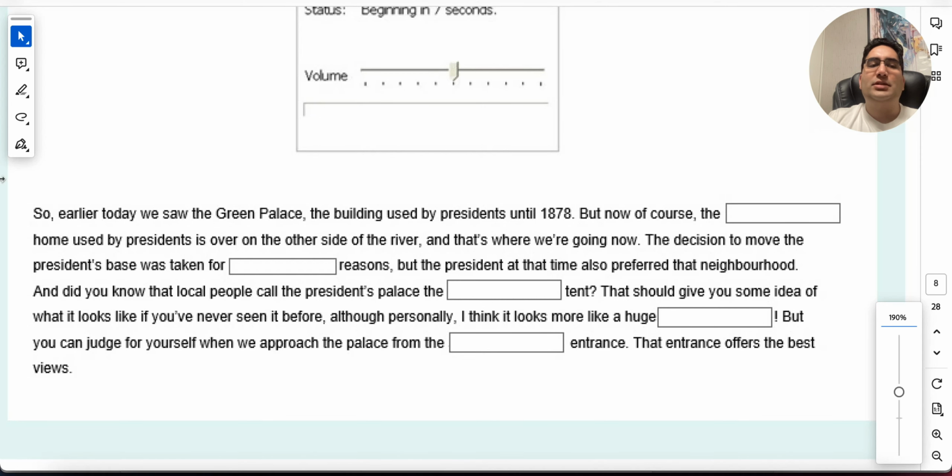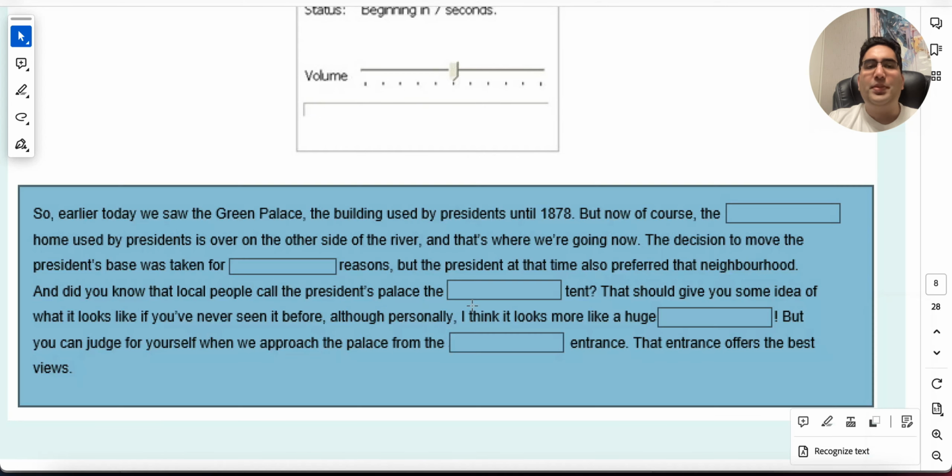What's going to happen here is you will see this transcript in front of you. They will say the exact same thing that is written, but the words that are missing here are some things that you will have to listen to and put. It's simple. They'll say, so earlier today we saw the Green Palace, the building used by President until 1878. But now, of course, the national home used by, so the answer would be national.